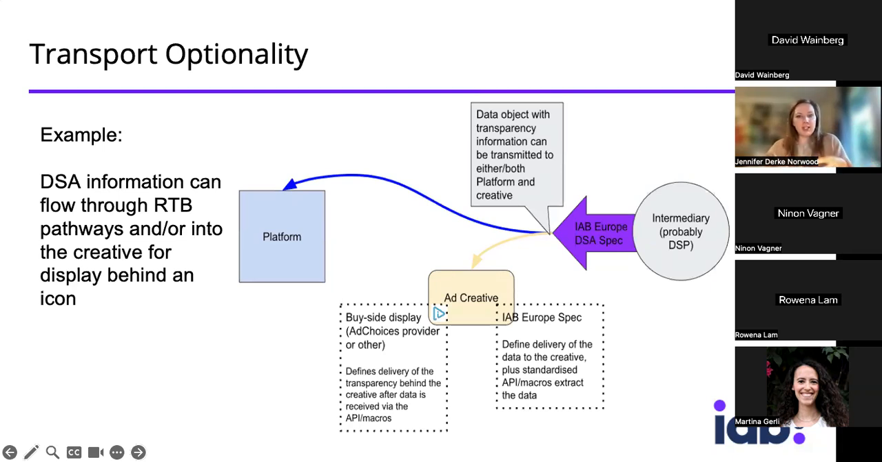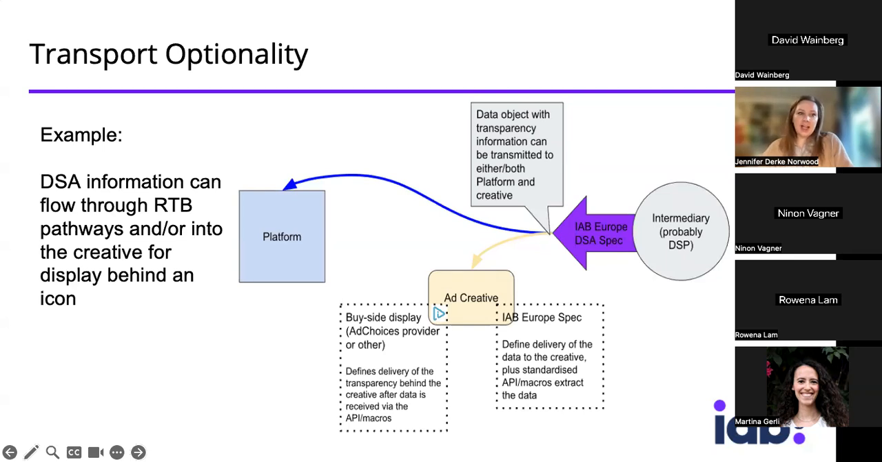And that information then can be sent directly to the platform for the platform to render this information and display it to the end consumer. Or the ad creative and ad creative partners can grab that information, be sent that information, and render it in some proprietary manner. Or also, we're excited that EDAA is with us, and we can have that information rendered in the ad through the AdChoices icon. So there's the optionality about how to use this data object and this information.